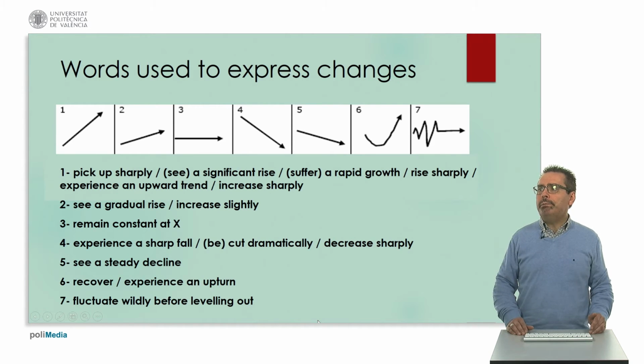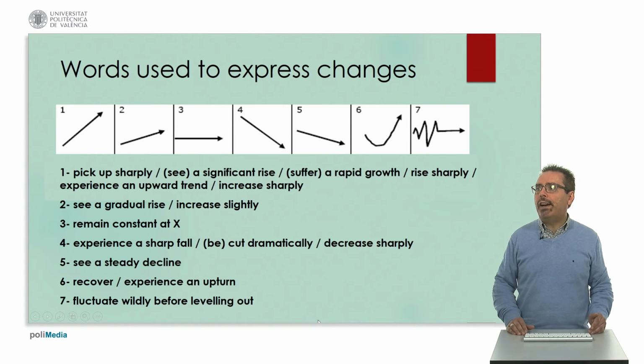In situation 2, there's a difference. We can see a gradual rise or that something increases slightly. In situation 3, it keeps constant or it remains constant at a certain rate or number. In situation 4, we can see that a certain variable can experience a sharp fall or is cut dramatically or decreases sharply.